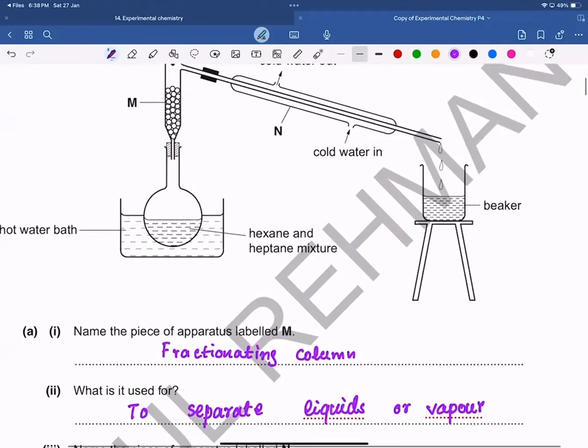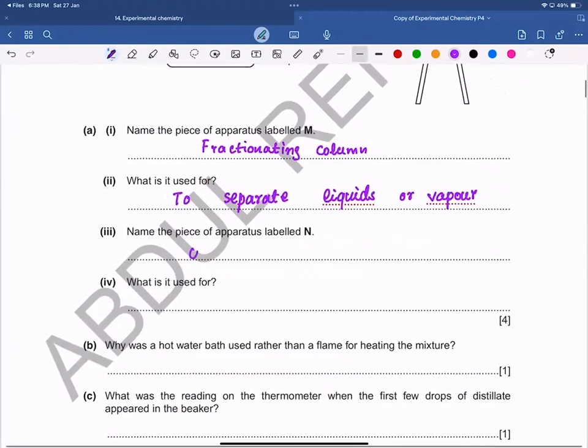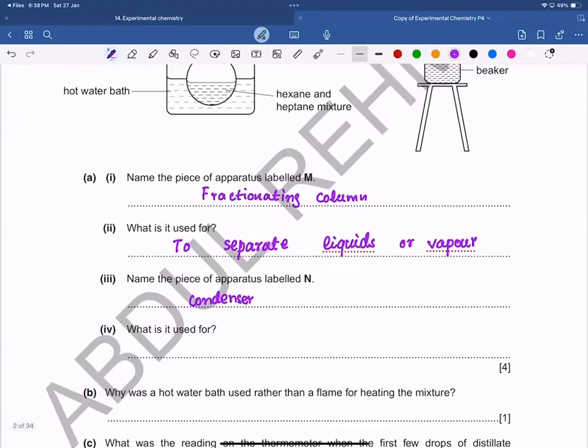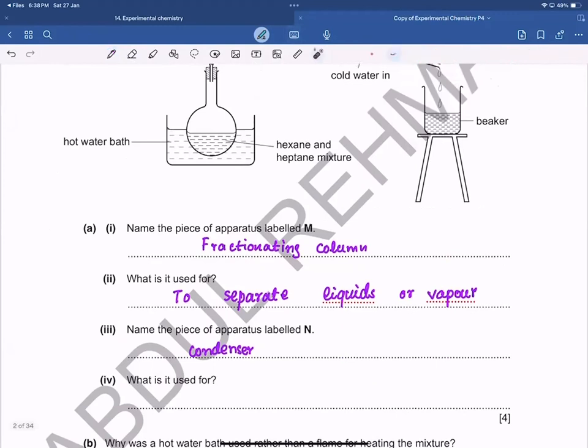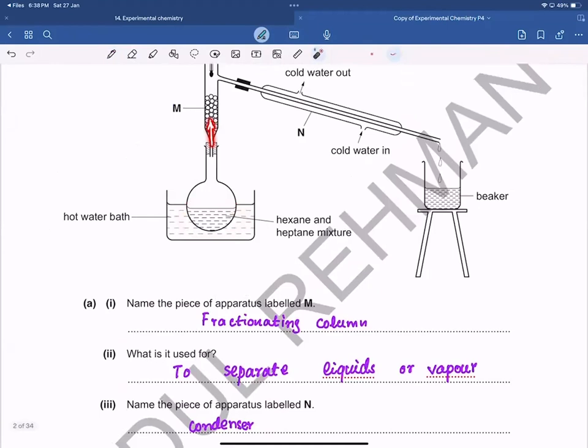Name the piece of apparatus labeled N. Condenser. Sir, what do you mean by vapors? You can write any one, not both. Either you can write to separate liquids or to separate vapors. Both are acceptable, but if you write to separate substances, it doesn't make sense. We are separating liquids, but when they reach over here, they reach in the form of vapors. So either vapors or liquid, any one. Okay.